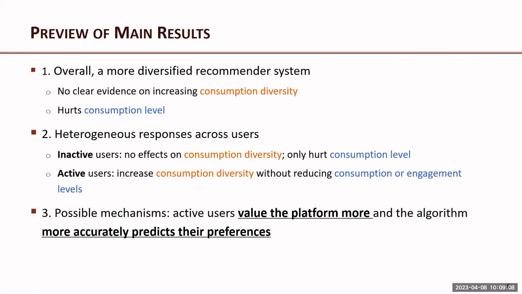Okay, go ahead. Maybe so. It kind of depends on what the initial algorithm does, right? Because if you think it's really optimal personalization, you can't improve it. But here you're saying the algorithm more accurately predicts their preferences, right? Because of their specification, it has to imply that the initial algorithm is not optimal, right? It depends on how we define an optimal algorithm.